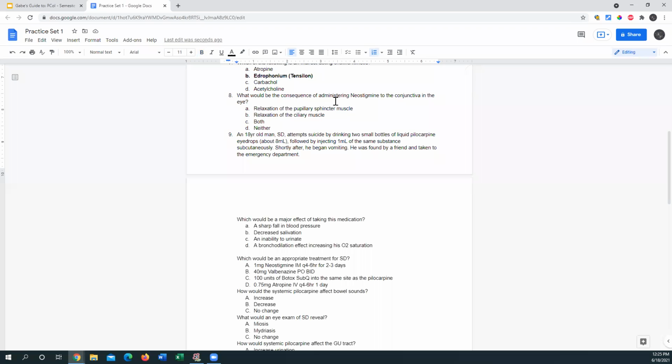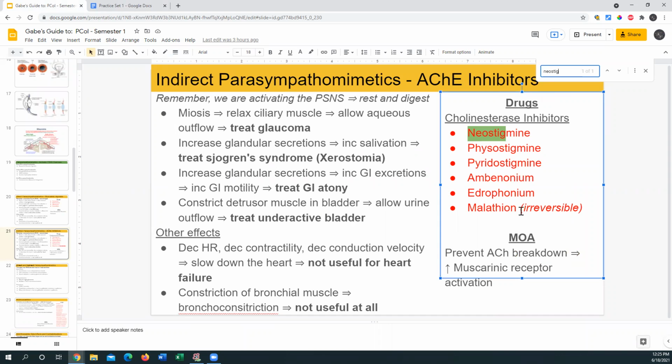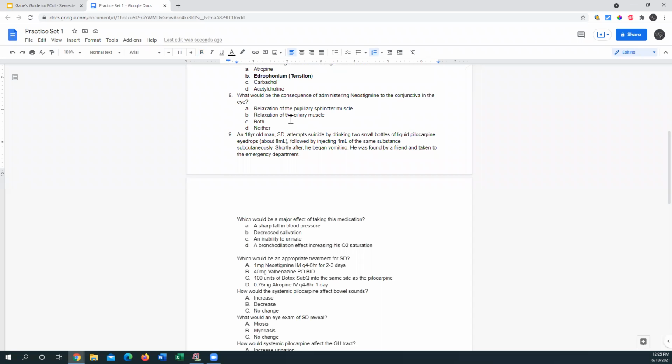What's the consequence of administering neostigmine to the conjunctiva in the eye? Well, if we go back, we look at neostigmine. Neostigmine, as we know, is a cholinesterase inhibitor. And so what we expect is the contraction of the ciliary muscle, because we know that acetylcholine contracts muscles, right? It causes contraction. So it's not going to relax the pupillary sphincter muscle or the ciliary muscle. It's going to contract the ciliary muscle. So trick question.